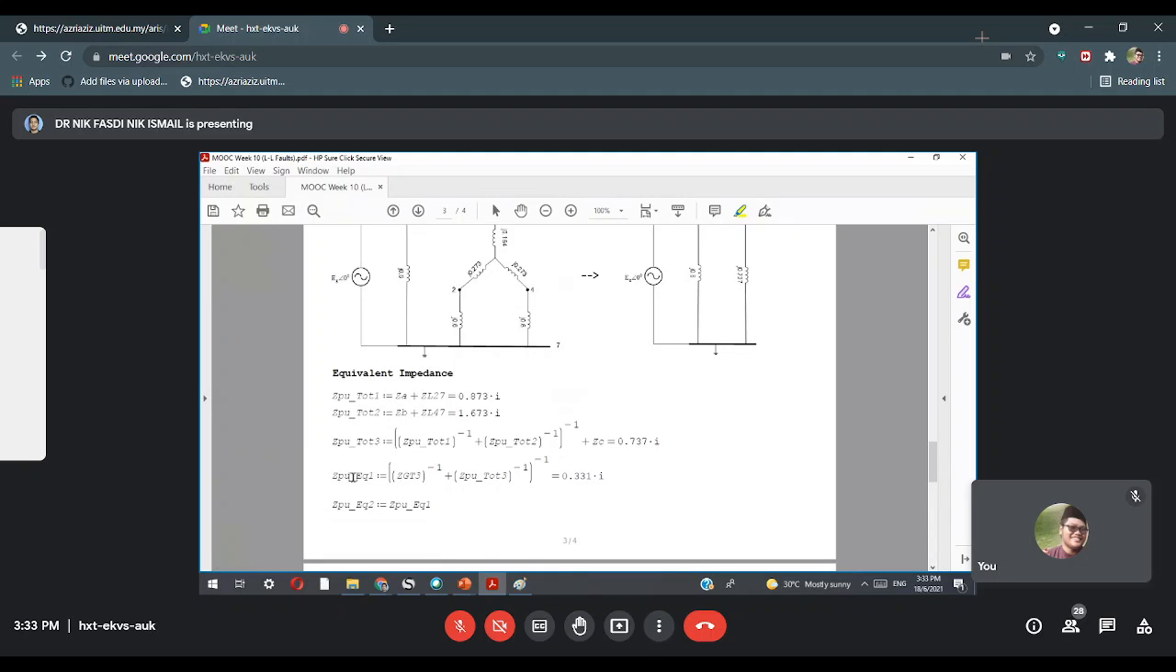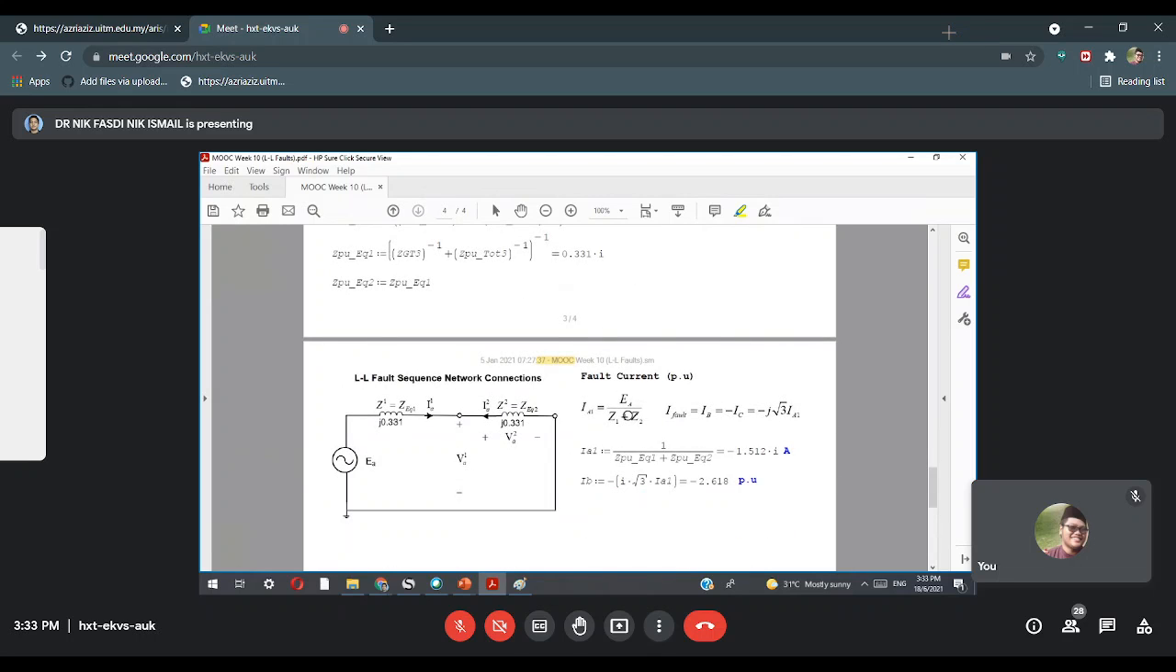So remember, for the positive sequence and negative sequence, the Z Thevenin has the same value. That's why in the equation, the negative sequence is equivalent to the positive sequence. Use the same value 0.331. So from this formula you get the value of the positive sequence current, and then you just substitute into this general formula. So you get the fault current value. So this is the positive sequence, this is the fault current. So this is the sequence network for this question.